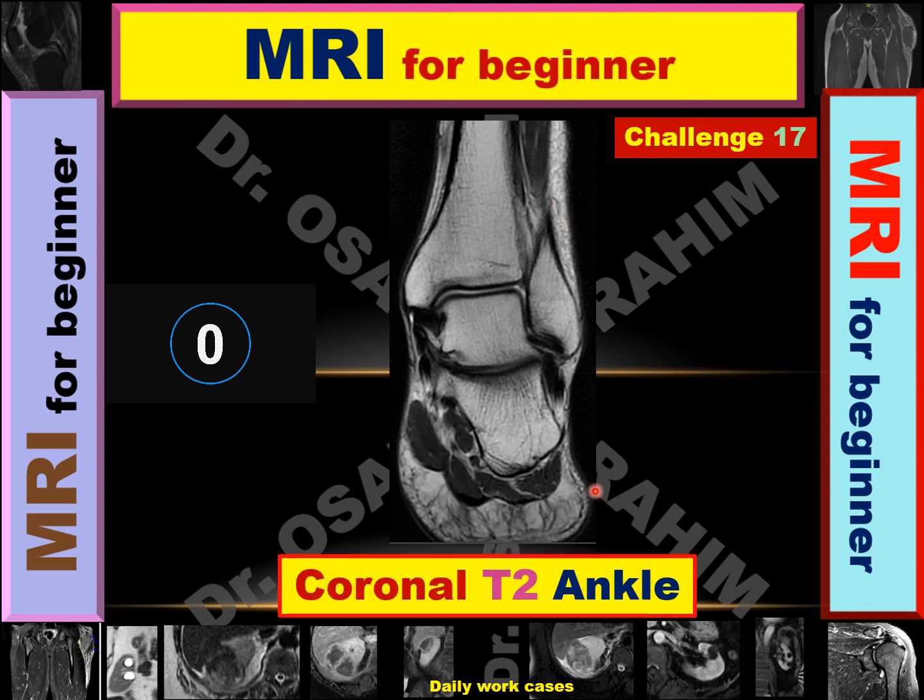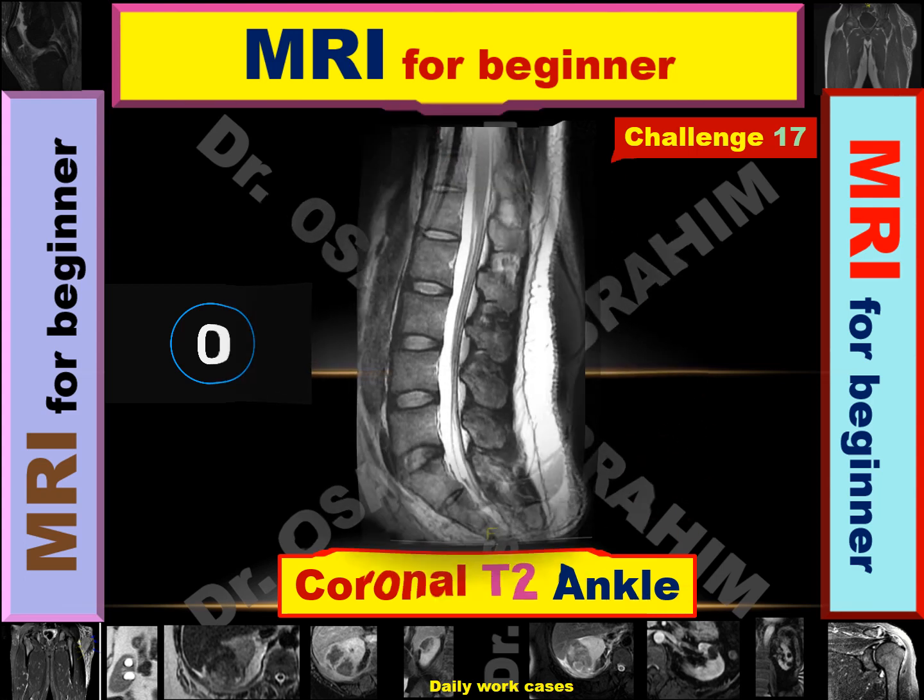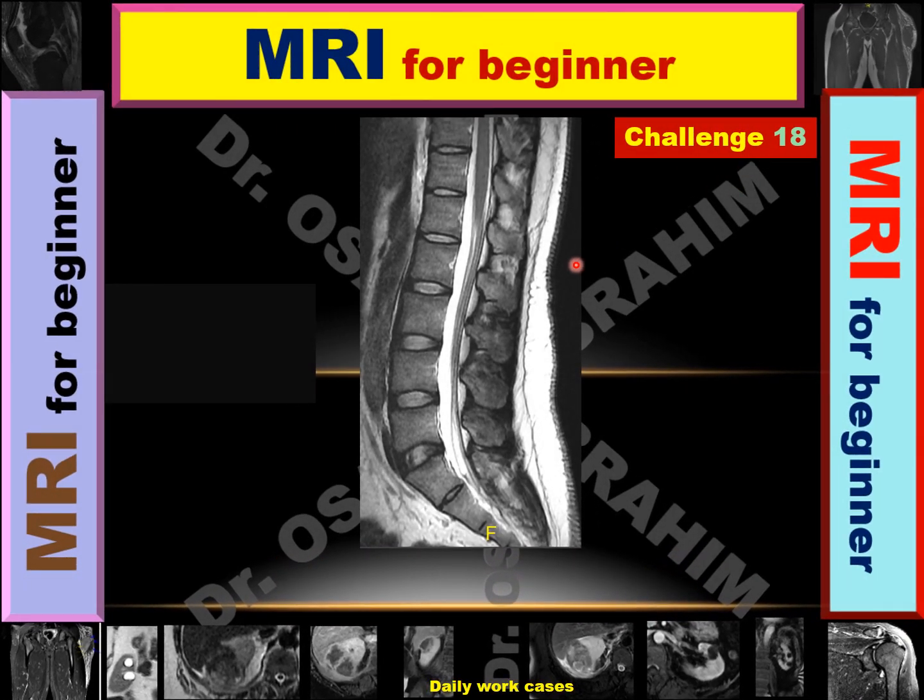Coronal image for the ankle joint. Comparing with the previous study, the articular cartilage here appeared bright due to fluids within it. So water is bright and the fat is bright. So two objects are bright, so it is T2. So coronal T2, examined part here is the ankle. Coronal T2 ankle joint. Challenge 18.